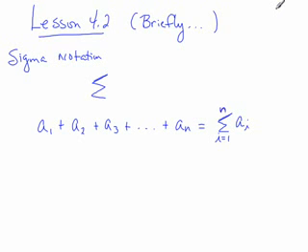So the lower bound, the lowest number that your index gets to be, goes below the sigma. The highest number that your index gets to be goes above the sigma. So the lower bound is 1, the upper bound is n. And then a sub I is the notation we use for the ith term.